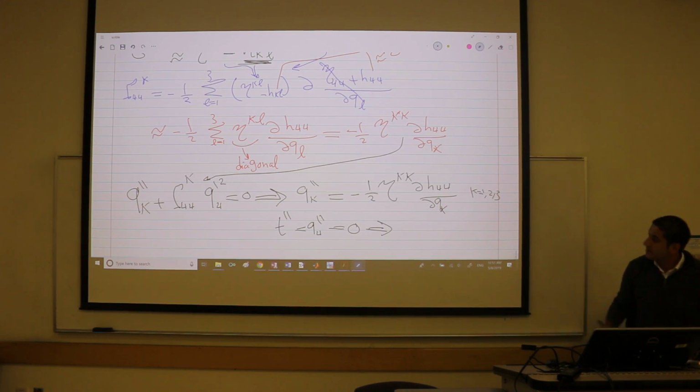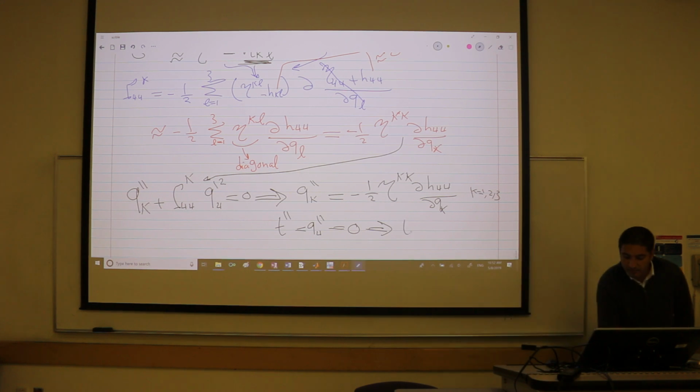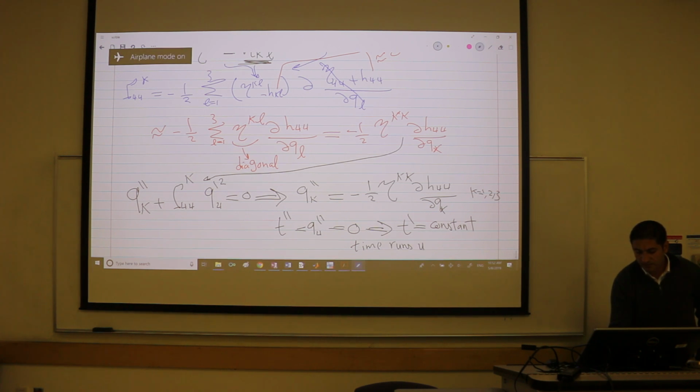So if the double variation of time is 0, so t prime, the rate of change of time with respect to the uniform thing, is constant. So time runs uniformly. This is Newtonian mechanics, right? Time runs uniformly. That's okay. Let's focus on the meat here.